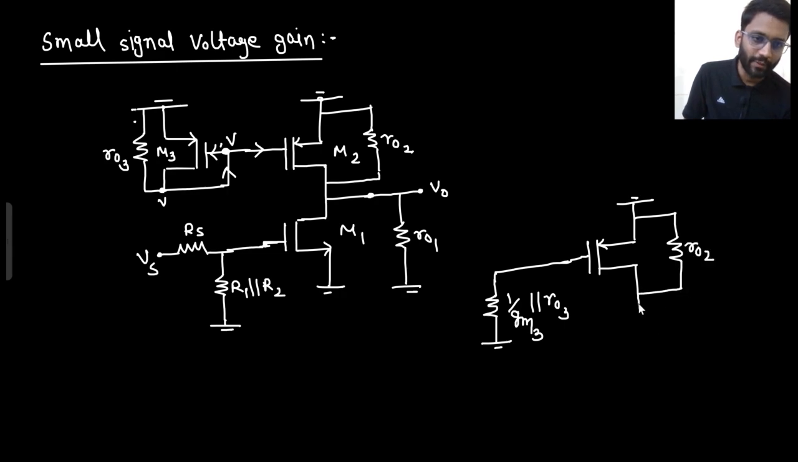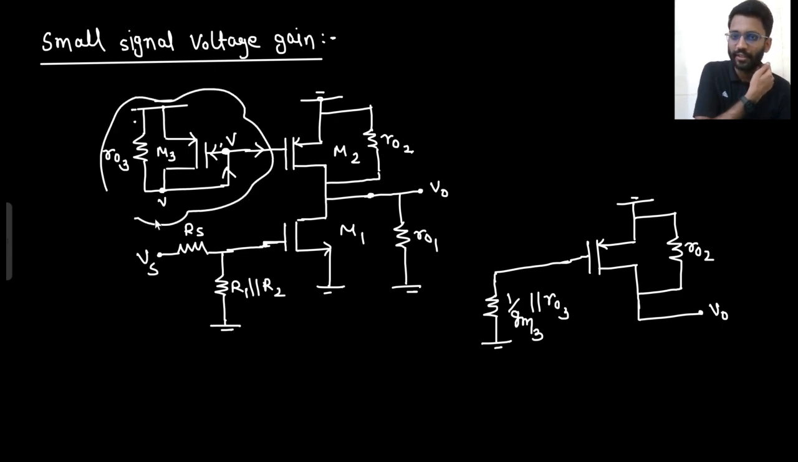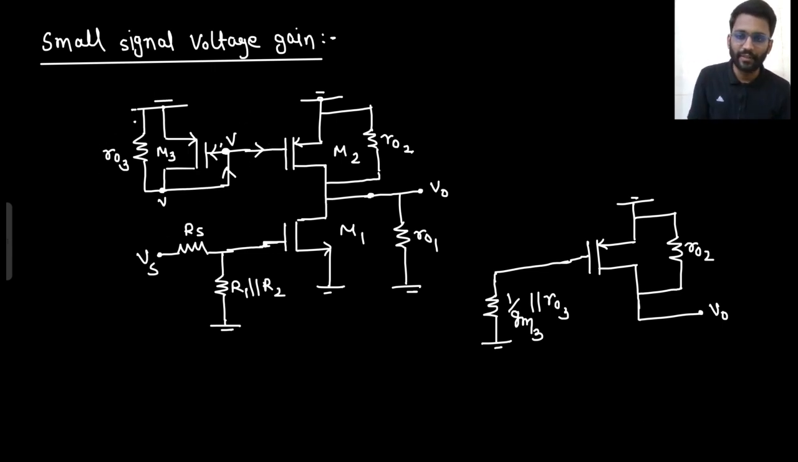You are checking from V0. You are checking from the point of view of V0, because your final target is from V0 to ground, what do you see? This is your final target. Now, this much of circuitry is replaced with a single resistance, that is 1 by GM3 parallel with R03.